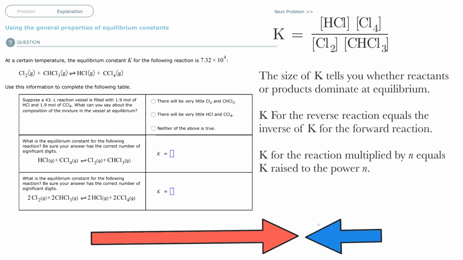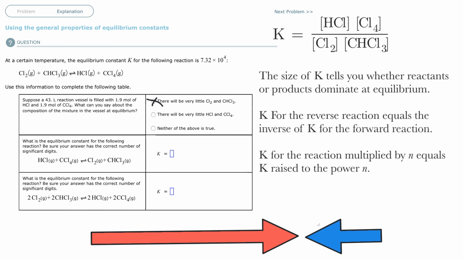Well, if I'm making lots of product, what answer do I give? There will be very little CH3Cl, there will be very little HCl. Here's our product. I'm making lots of this, so this is not right. It's this one. I have very little reactant because I have a big K. It's going to the right. It's huge going to the right.